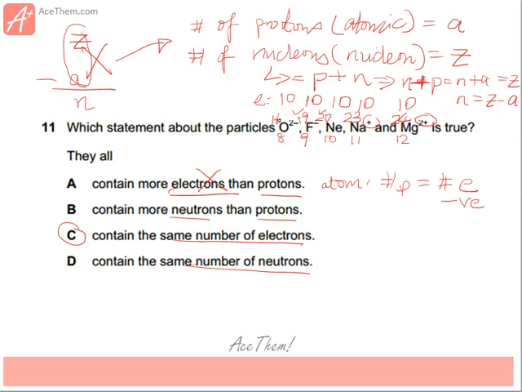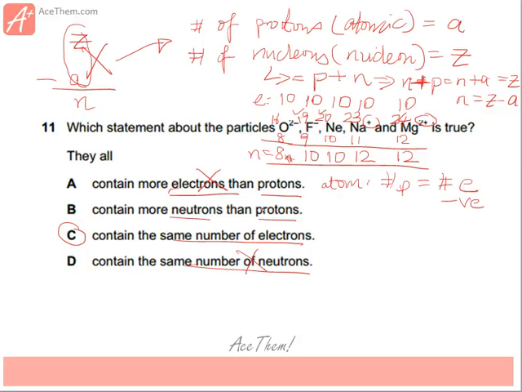So take one minus the other. For oxygen, atomic number is 8, mass number is 16, nucleon number is 16. 16 minus 8 is 8 neutrons. Do the same: 19 minus 9 for fluorine is 10 neutrons. 20 minus 10 is 10 for neon. 23 minus 11 is 12. 24 minus 12 is 12. So we see that they all have different numbers of neutrons. So answer D is wrong.